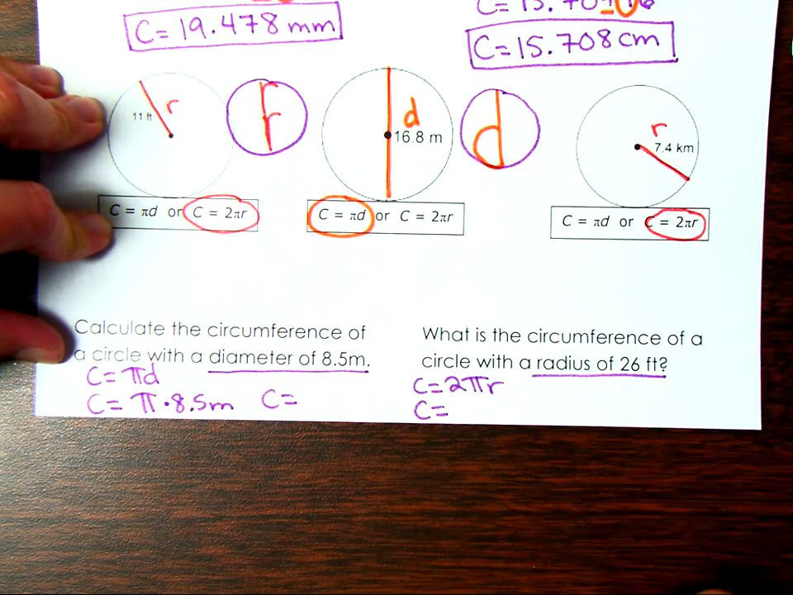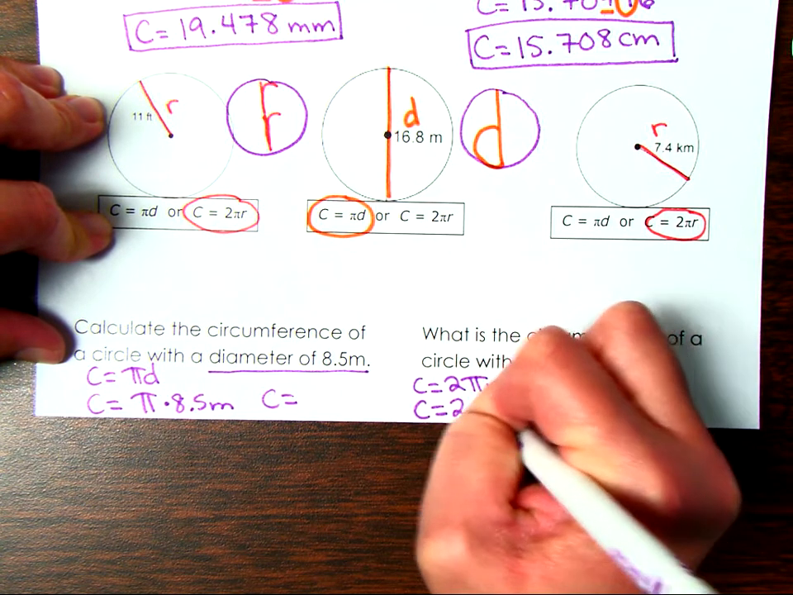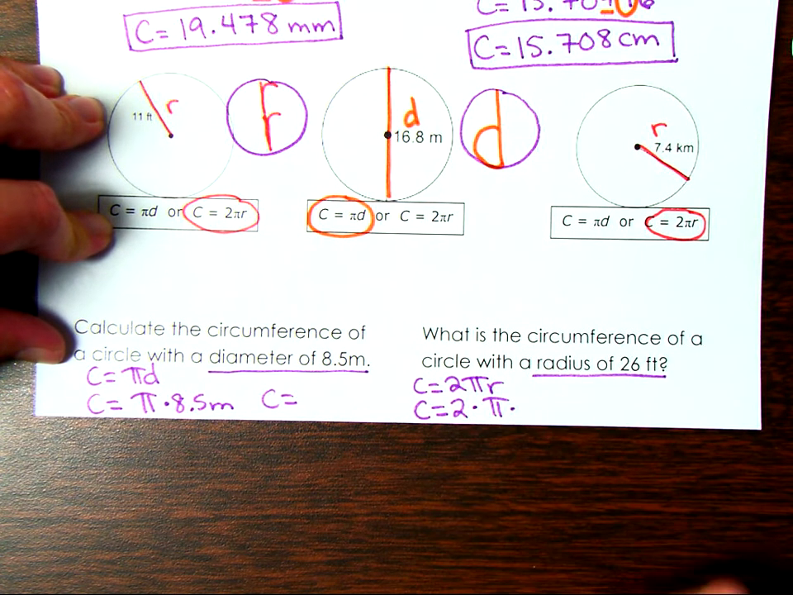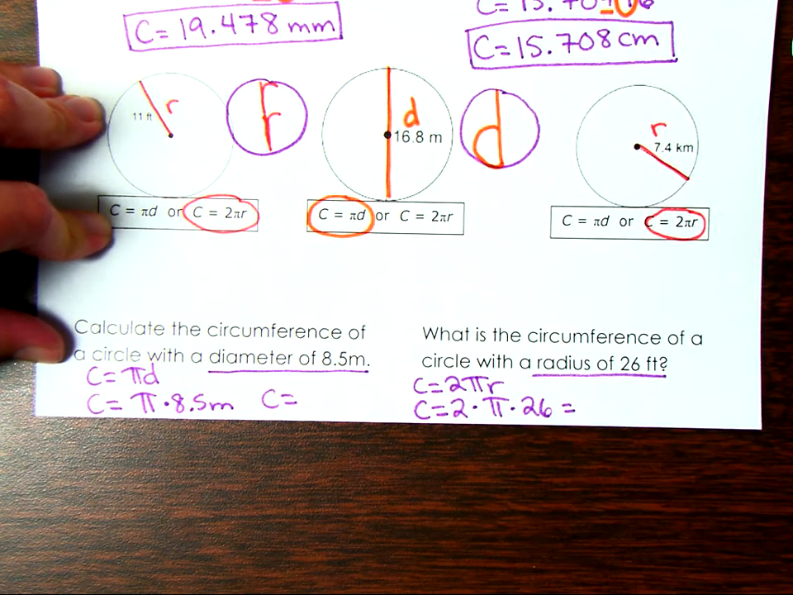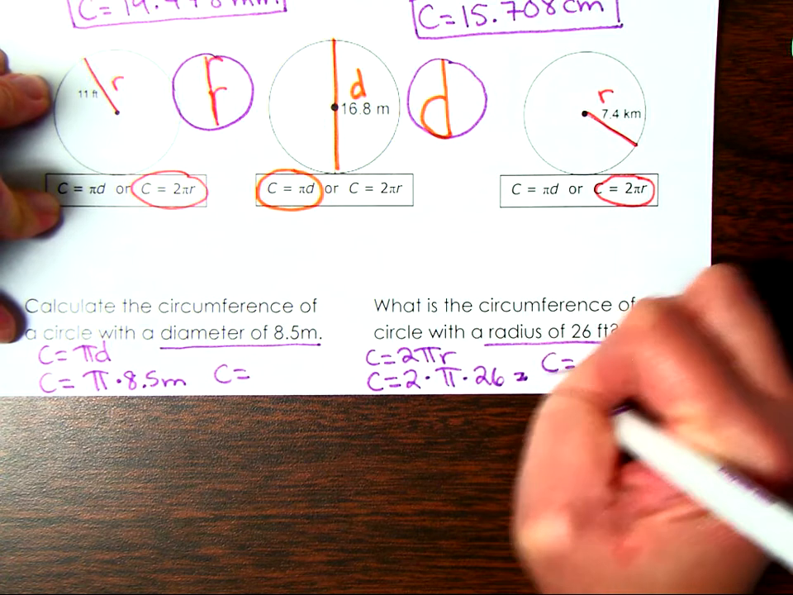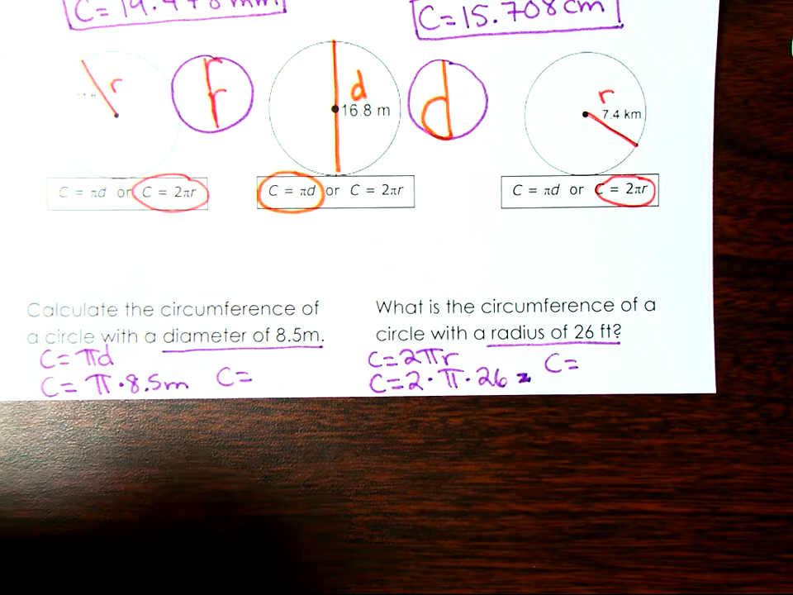Then I go to equation. 2 stays the same. The pi stays the same. Those are my constants right there. And my radius is 26. Okay, then we're going to solve. Make c equals. And then we're going to go ahead and use our units too.